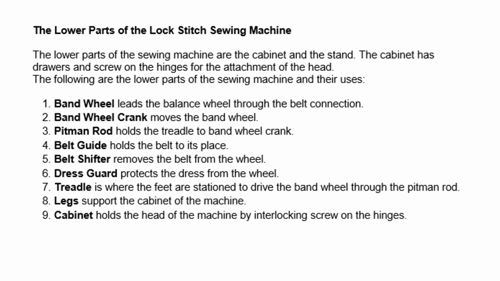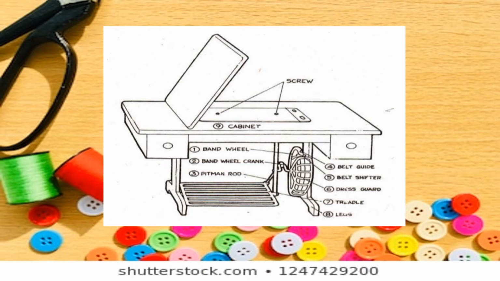The lower parts of the lock stitch sewing machine. The lower parts of the sewing machine are the cabinet and the stand. The cabinet has drawers and the screw of the hinges for the attachment of the head. The following are the lower parts of the sewing machine and their uses. We have the band wheel, crank, pitman rod, belt guide, belt shifter, dress guard, treadle, legs, and cabinet. So this is the band wheel.